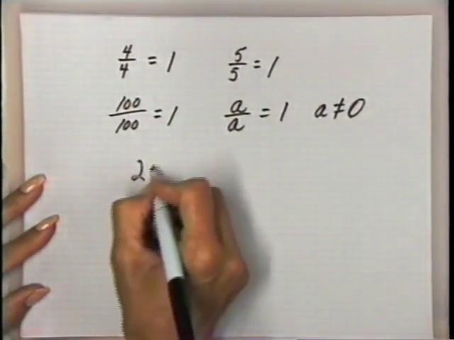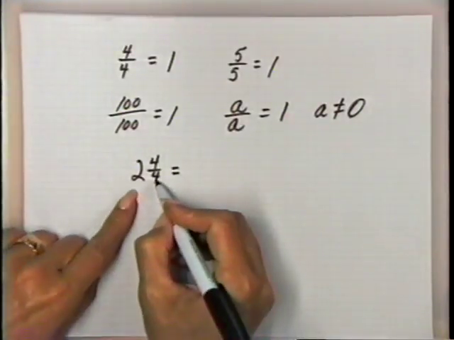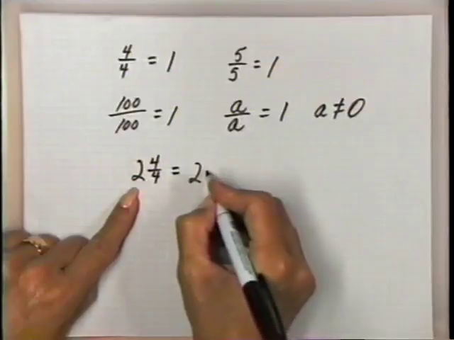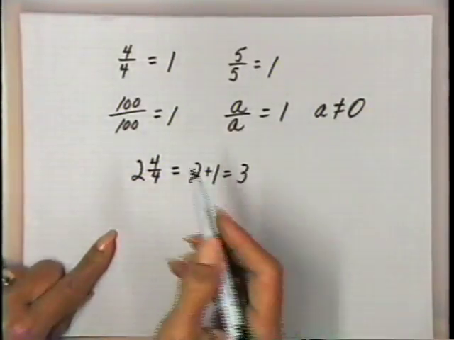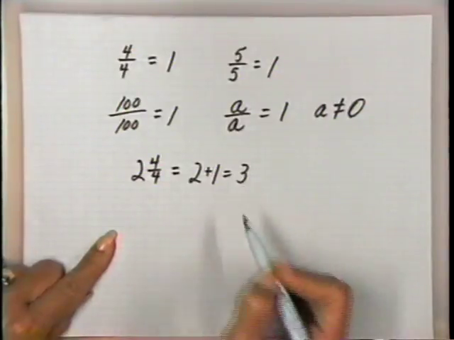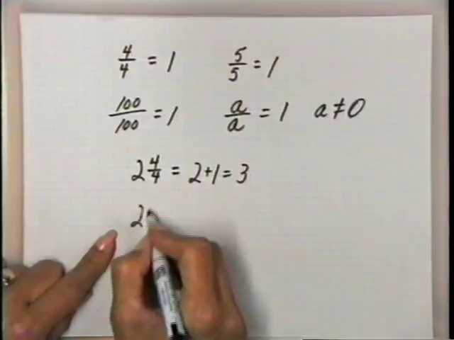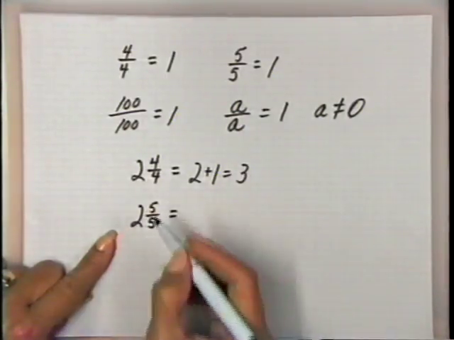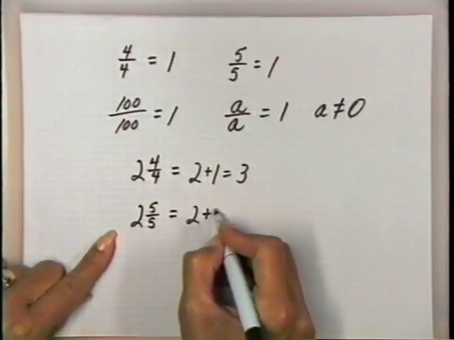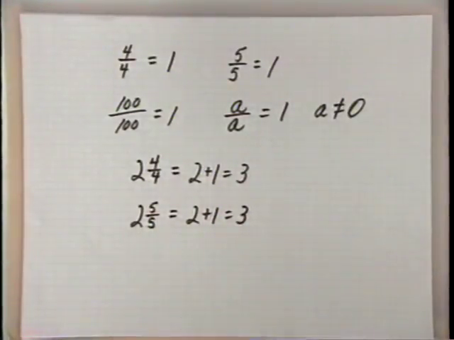What number would 2 and 4/4 equal? Well, if 4/4 is 1, this would represent the number 2 plus 1, or 3. So 2 and 4/4 would be another way to write 3. Well, could I write 3 as 2 and 5/5? What's the answer? Well, 5/5 is 1. That would mean 2 plus 1, or 3. Yes, I could write 3 as 2 and 5/5.